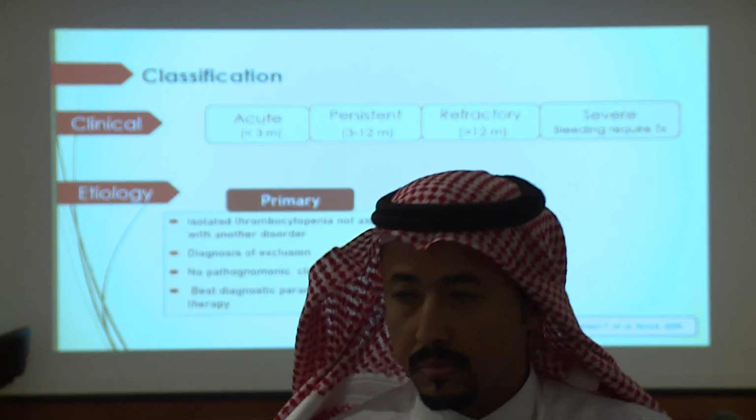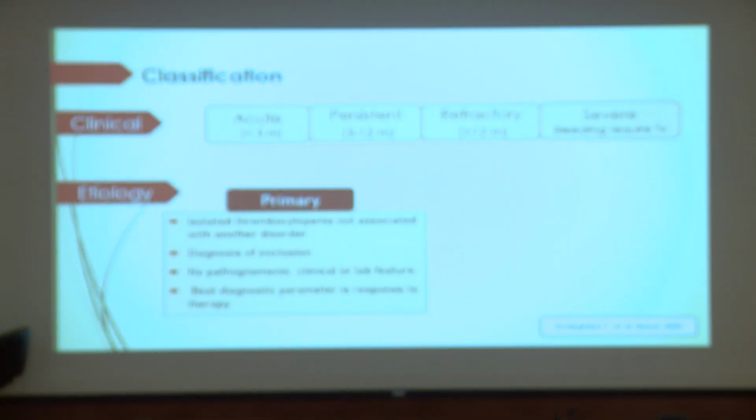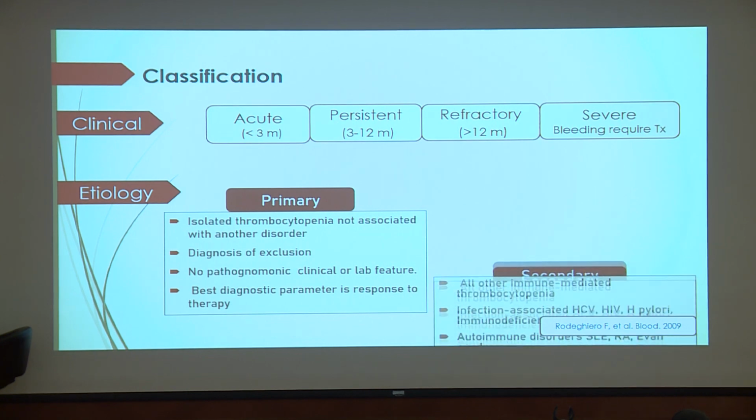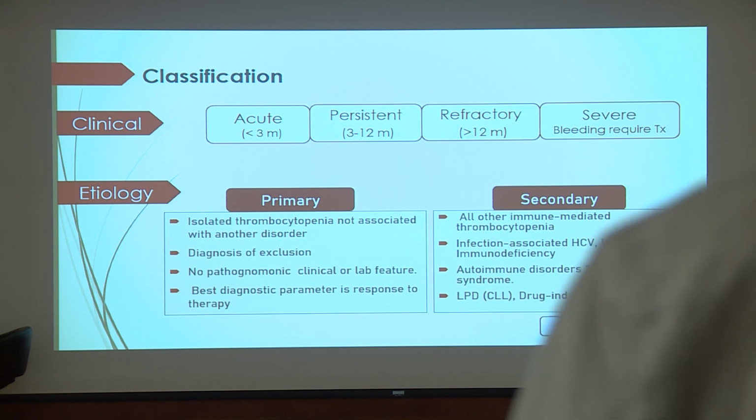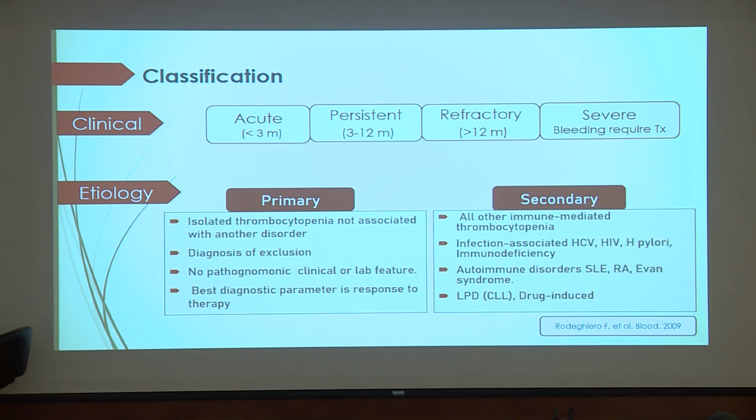Etiological classification, which I'm concerned about as a pathologist, is primary or secondary. Primary ITP represents about 80% of ITP patients, in which isolated thrombocytopenia is not associated with another disorder. It is usually a diagnosis of exclusion with no pathognomonic clinical or lab feature. And the best diagnostic approach is the response to steroid, IVIG, or one of the novel agents.